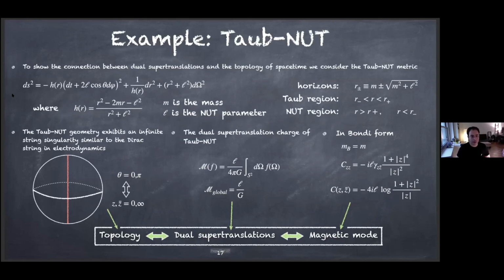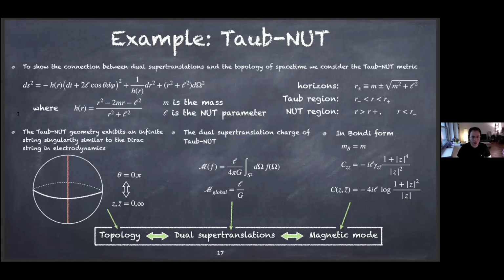And now I will show an example that shows the link between the dual supertranslation charge, the topology of spacetime, and the magnetic mode. This example is the Taub-NUT metric, as I believe Robert already mentioned. It is given by the following metric, where the function h of r depends on the mass and the NUT parameter L. There are two horizons in this metric, r plus and r minus, that separate the Taub region from the NUT region.